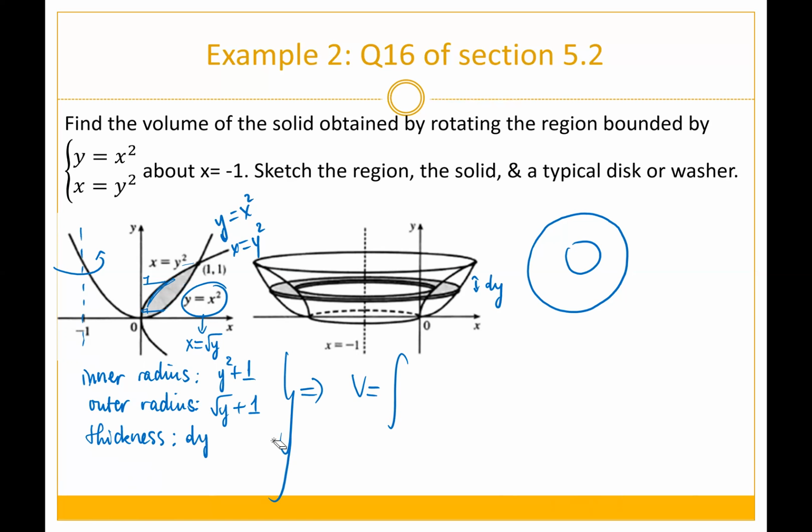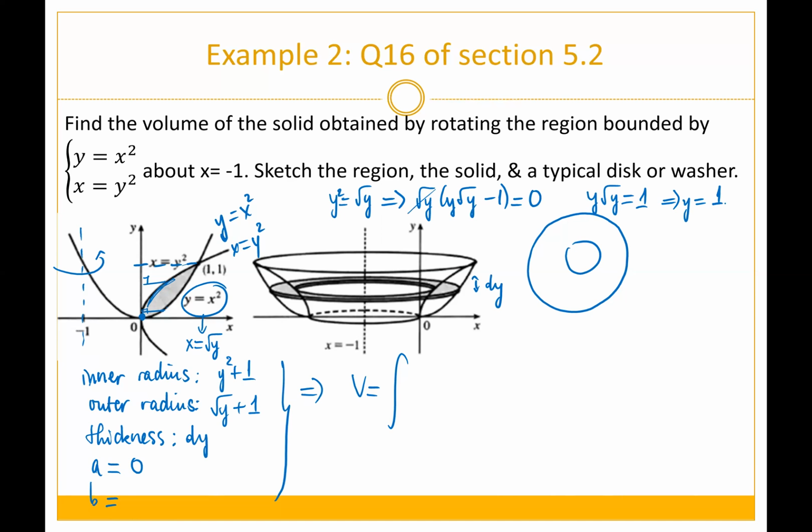Oh yeah, you also have to find the boundary, which is what A and B are. Because everything changed into y, you have to find this point and this point. The two points of intersection are first 0, and the second one is 1. Basically, you set y squared equals square root of y and solve for y. y is not 0, because 0 is one of the solutions, so you have square root of y equal to 1. Basically, y equals 1. So b is 1, and it goes from 0 to 1.